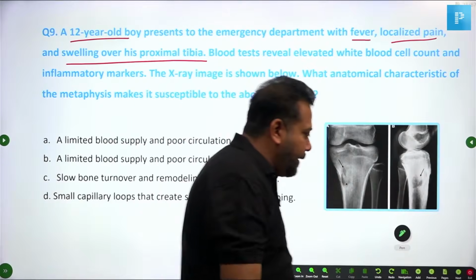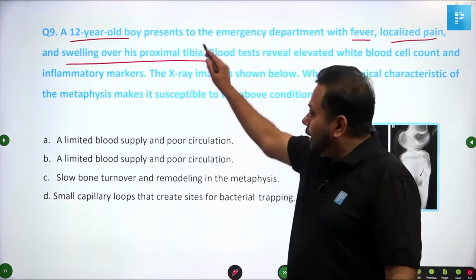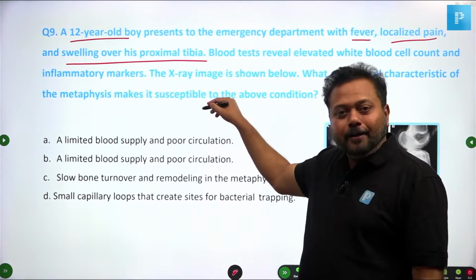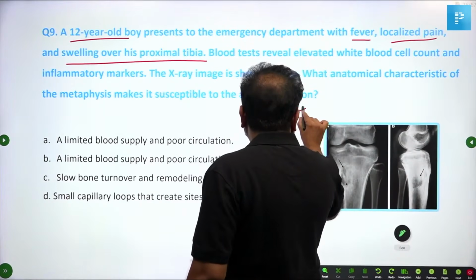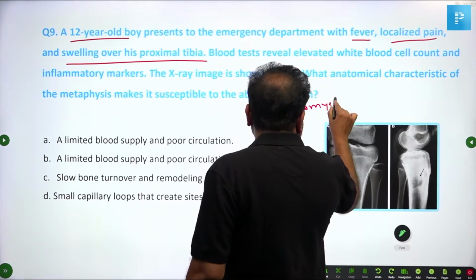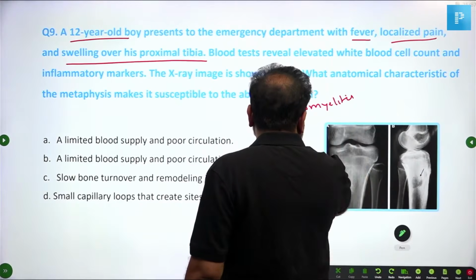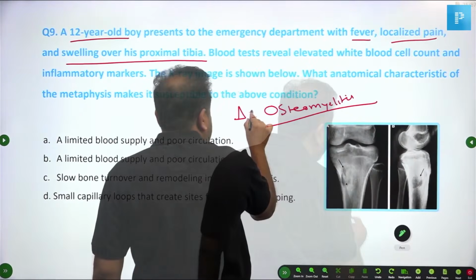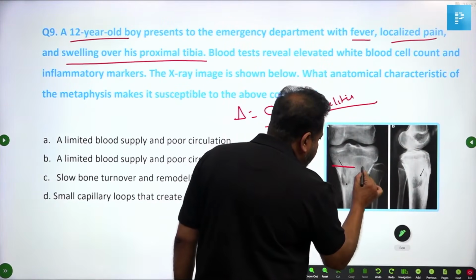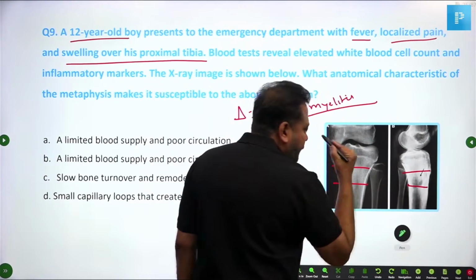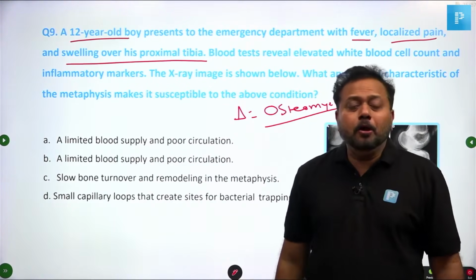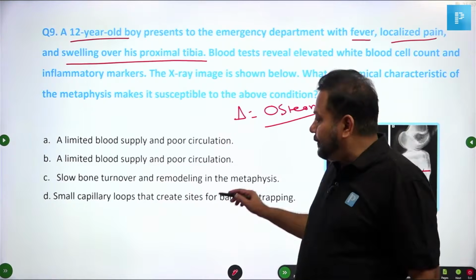So what is the above condition? The condition is osteomyelitis. The diagnosis is osteomyelitis, and osteomyelitis happens in the metaphysis. The question asked is why that is happening in the metaphysis.